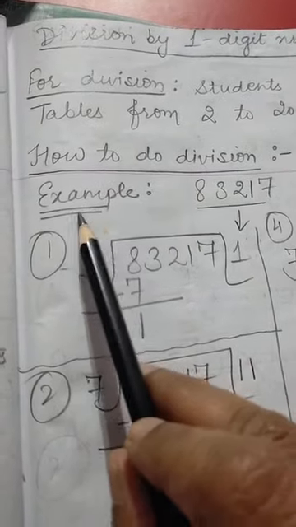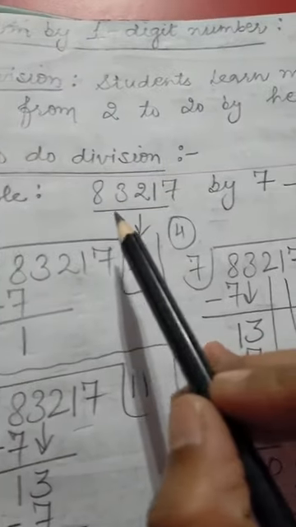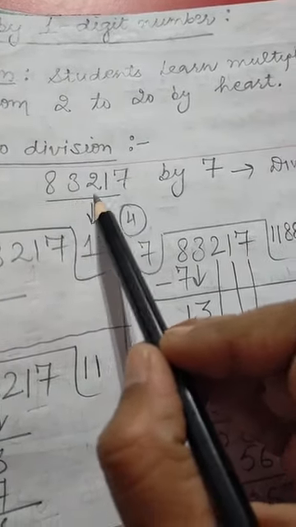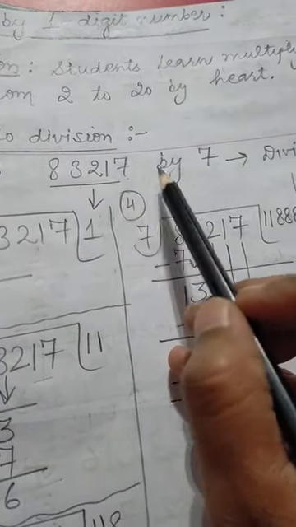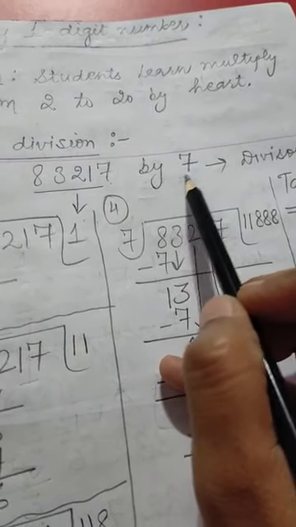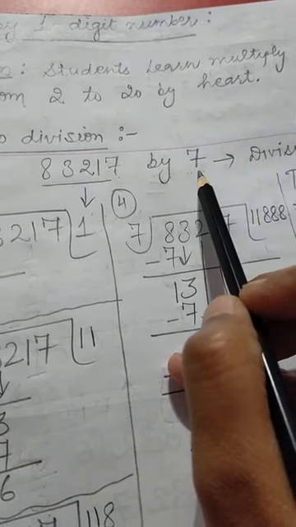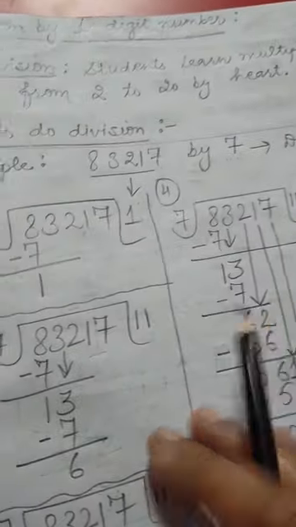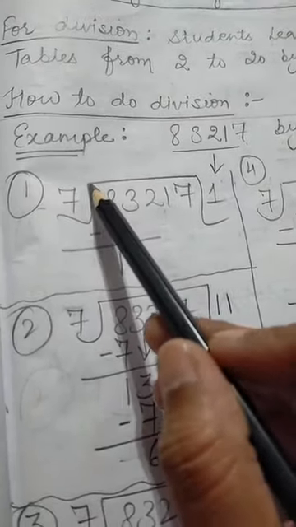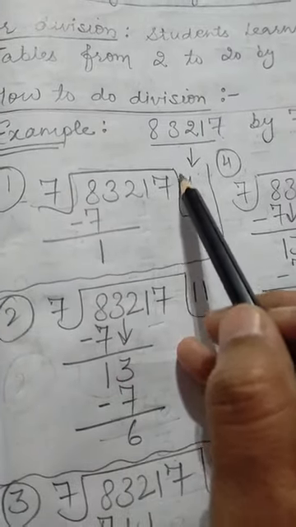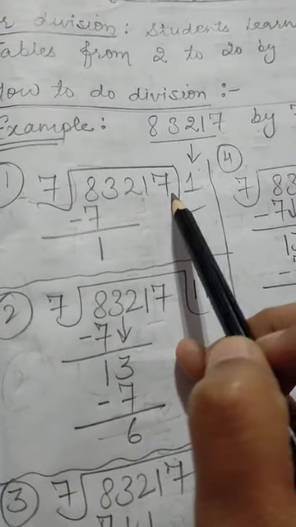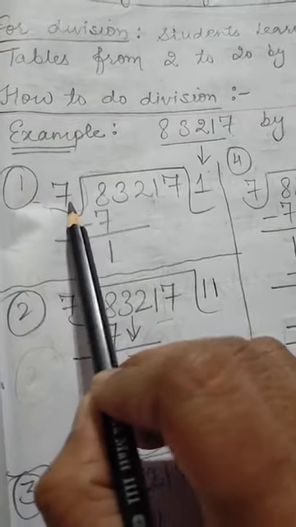You can understand this with the help of an example. For example, 83,217, this we have to divide by 7. How to write it in the division form? Like this we will write 83,217 and here we will write 7.